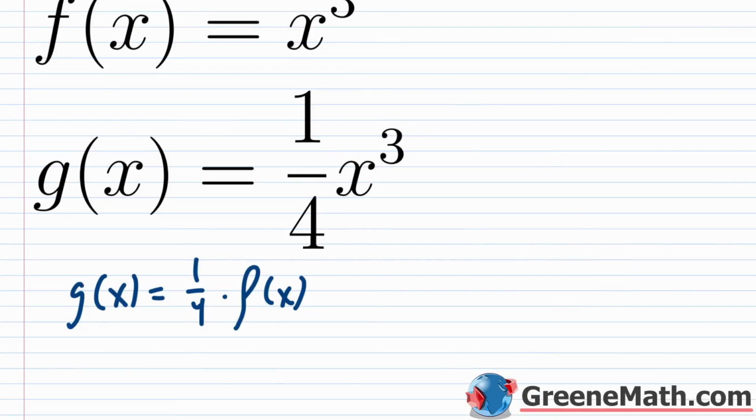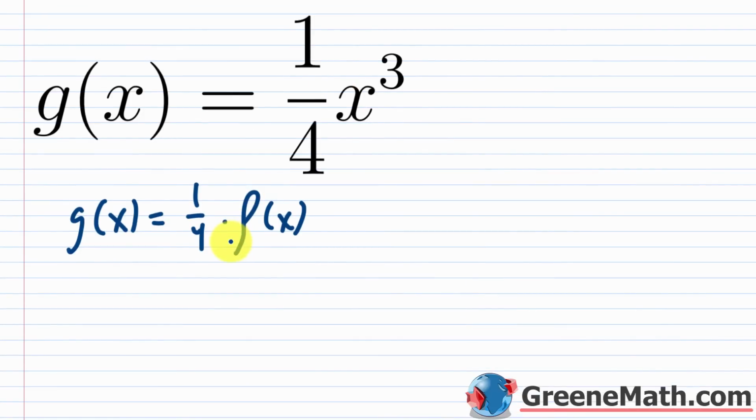So this right here is going to give me a vertical compression by a factor of 4, or again, you could say a vertical shrink by a factor of 1/4 if you want to do that. Basically, for a given x value, you're going to get a y value that has been divided by 4 or multiplied by 1/4. So I'm going to say there's a vertical compression by a factor of 4.